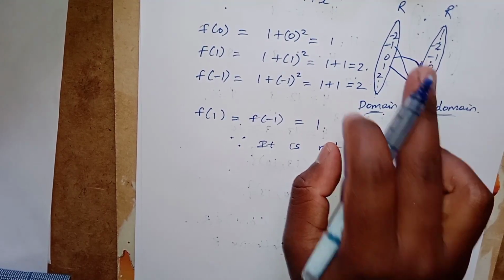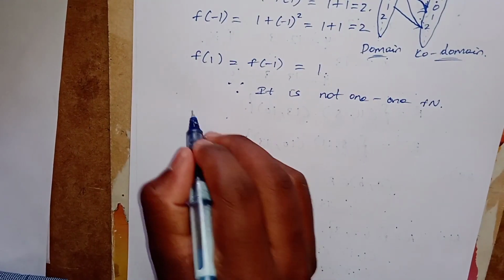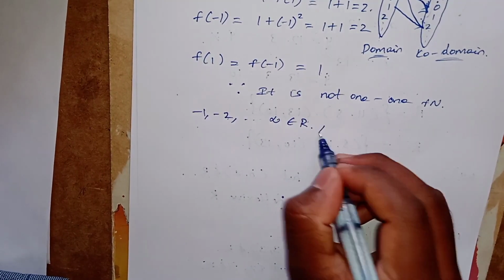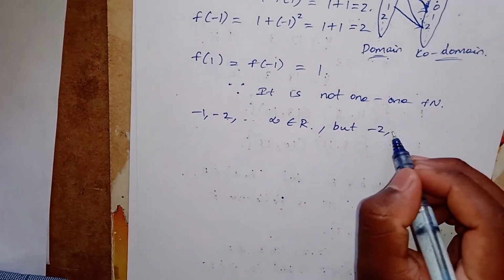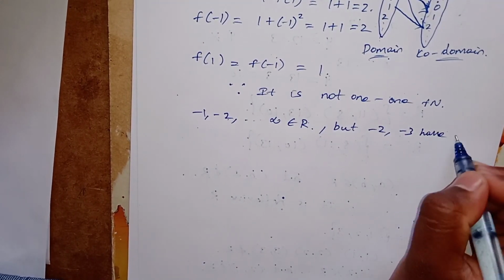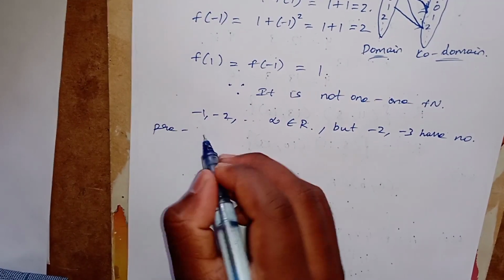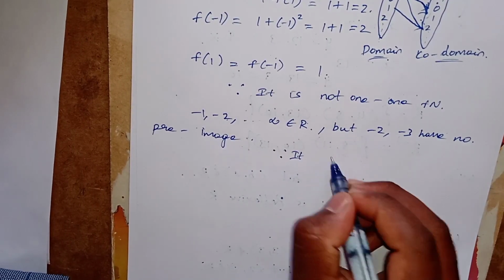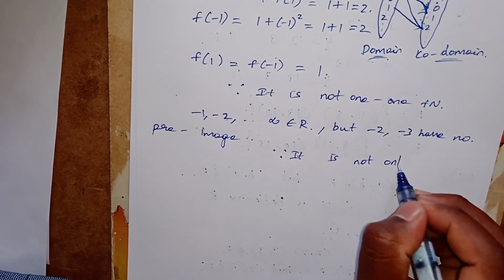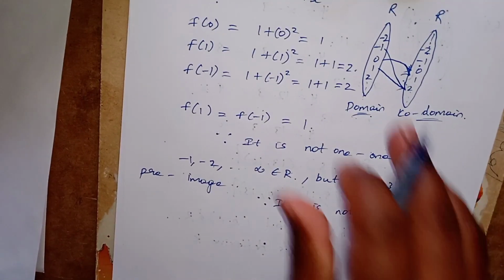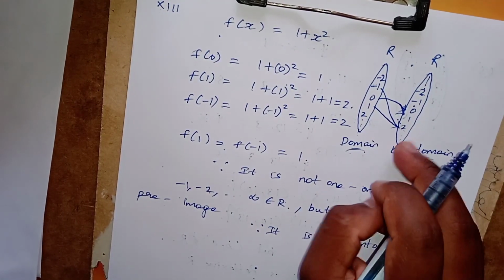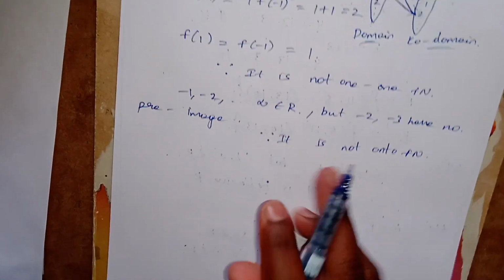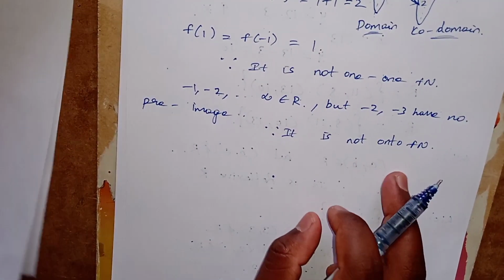Next, for checking whether it is an onto function, here minus 1, minus 2, if I square also, I will get only the positive value. Therefore, minus 1, minus 2 up to minus infinity belong to real numbers. But minus 2, minus 3 have no pre-image. Have no pre-image means here it is not onto function. Every term in the codomain should have its own pre-image, but here minus 1, minus 2 have no pre-image, therefore here it is not an onto function. Okay.